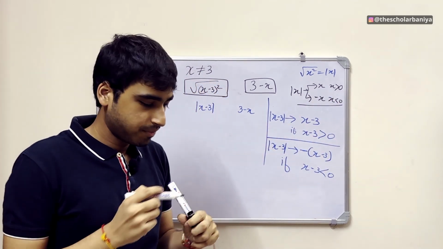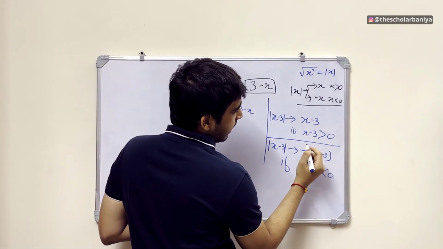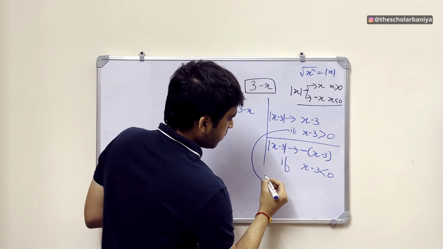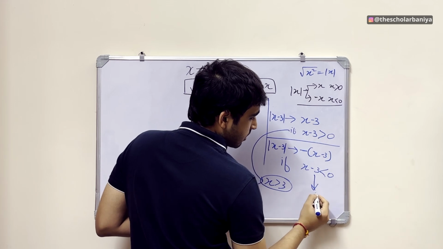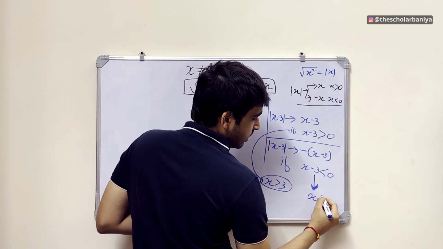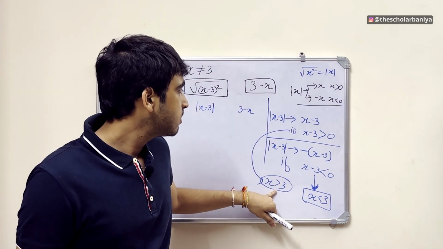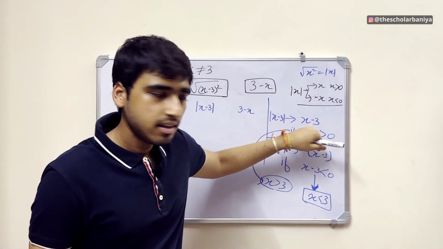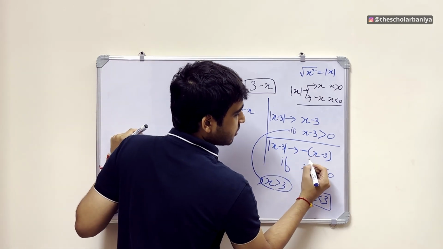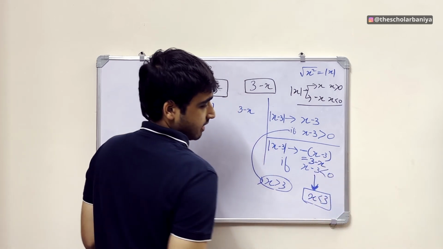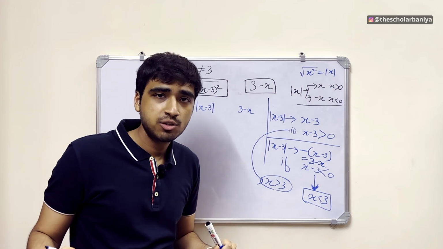So similarly, this means that x should be greater than 3 for this case, and for this case x should be less than 3, right? Meaning if x is greater than 3, then mod of x minus 3 will be x minus 3. If x is less than 3, then mod of x minus 3 will be minus of (x minus 3), which means 3 minus x, right? But we are given in the question that x is not equal to 3.